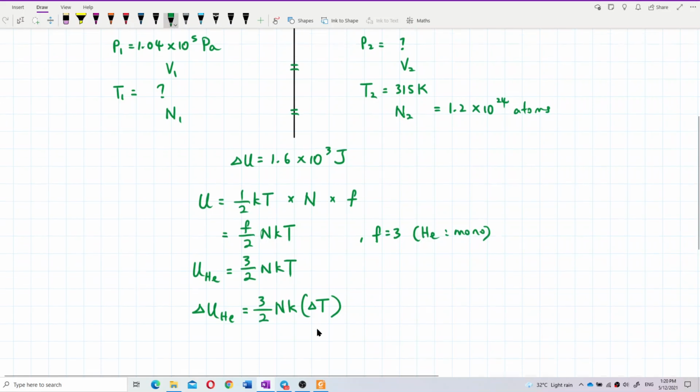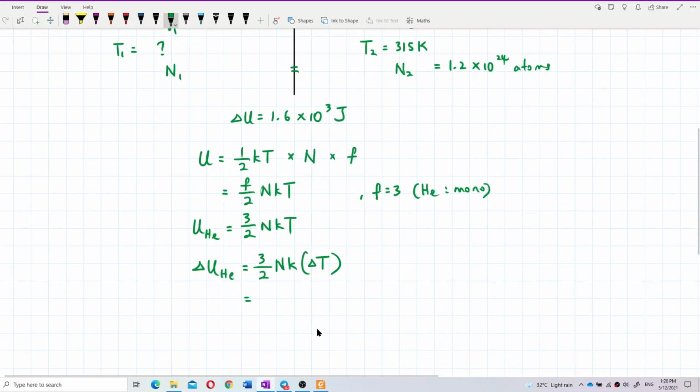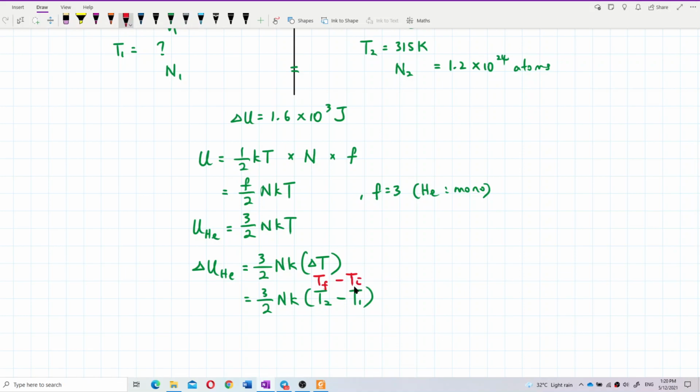We also can write this as 3/2 nk times the final temperature T2 minus T1. Right? It's like T final minus T initial, because it's a change of internal energy. Similarly to this one, it's like U final minus U initial, or we can say U2 minus U1. So this one becomes T2 minus T1. Okay, good.